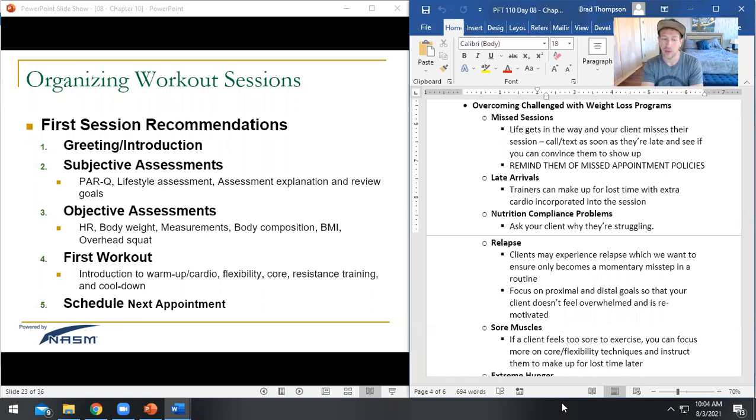Then get through any objective assessments that you want to do. Test their resting heart rate, test their body weight, get any of their measurements, like circumference measurements, do their body composition, body mass index, and then the overhead squat. You can maybe only do the overhead squat, or you could possibly do the pushing and the pulling assessments, right? Those can also be really good.